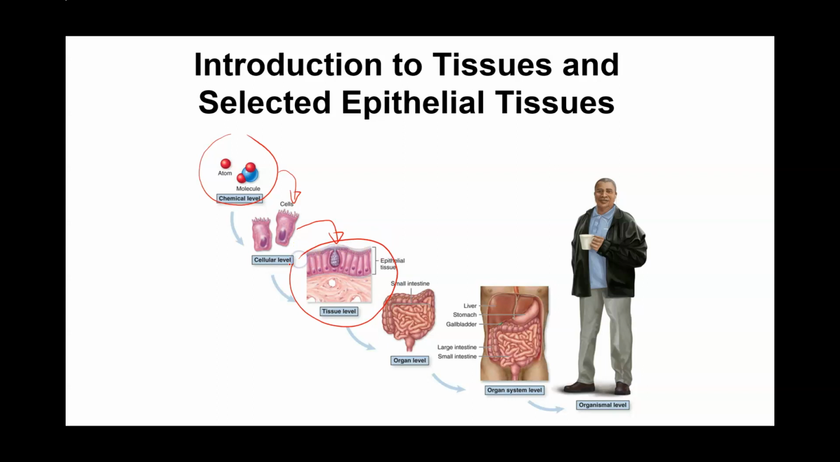Right? And tissues are structures made of multiple cell types. And there's a little bit more to that, and we'll elaborate on that in a little bit, but that's where we are in terms of the organization of the body.